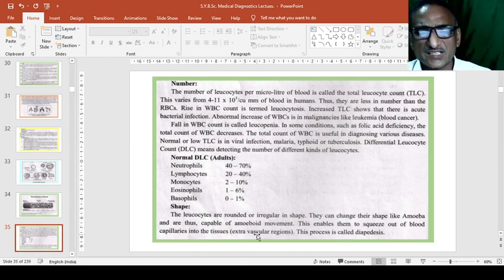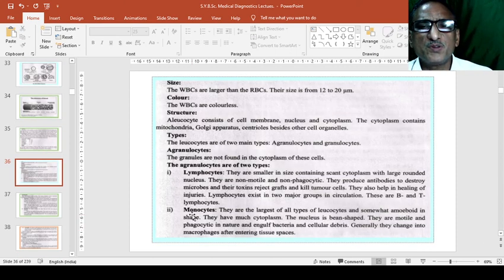The shape of leukocytes is rounded or irregular, like amoeba, and they also show amoeboid movement. This enables them to squeeze out of the blood capillaries into the tissues, and this process is called diapedesis. The size of WBC is about 12 to 20 micrometers, and they are colorless. All leukocytes consist of cell membrane, nucleus, and cytoplasm, and the cytoplasm contains organelles like mitochondria, Golgi apparatus, centrioles, etc.